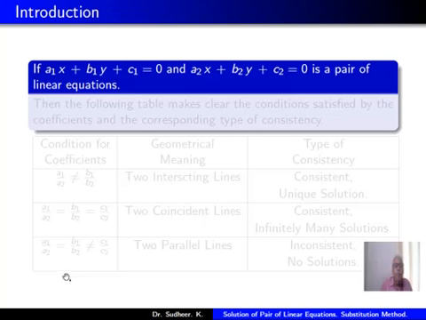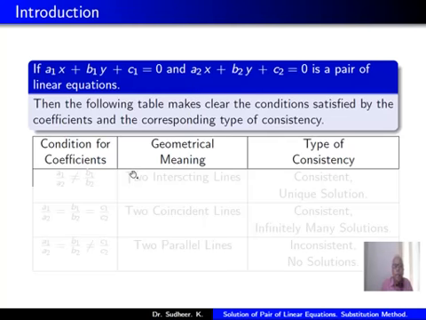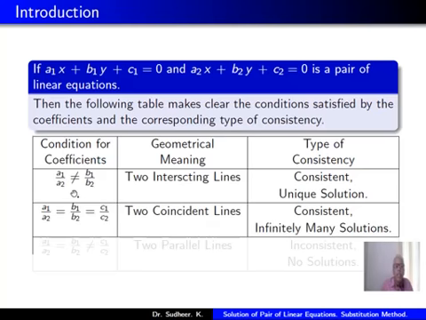If two linear equations are given, a1x plus b1y plus c1 equal to 0 and a2x plus b2y plus c2 equal to 0, then based on the coefficients we have the geometrical meaning and the type of consistency, and that is presented in this table. If the coefficients satisfy the condition a1 by a2 not equal to b1 by b2, then geometrically the pair represents intersecting lines.